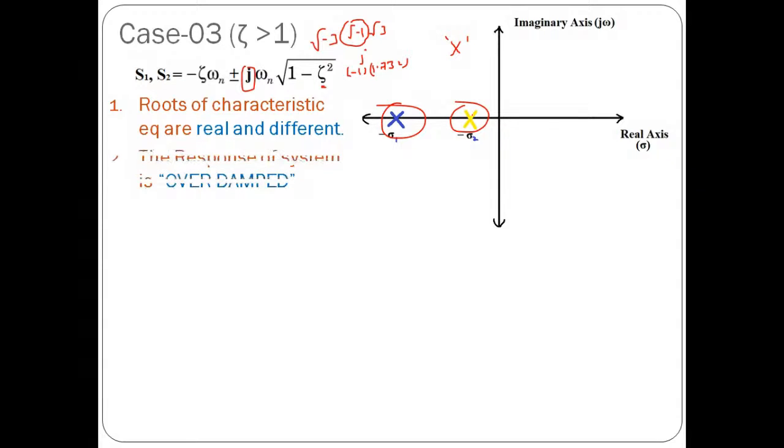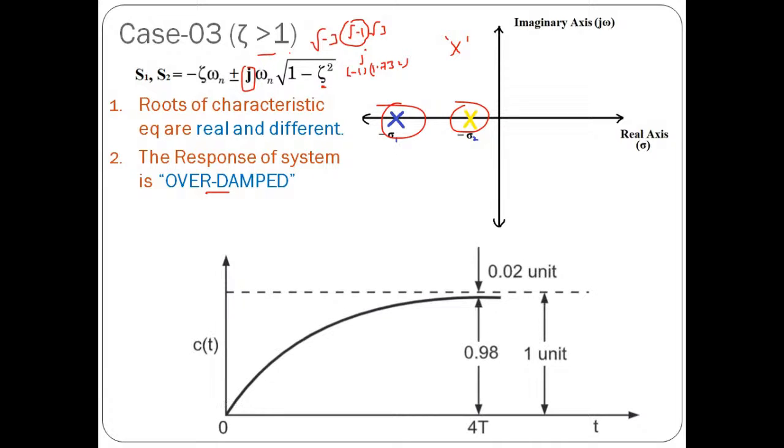Okay. Now in this case, the response of the system is overdamped. Why is it overdamped? Because the value of zeta is very much high as compared to 1. It is more than 1. The moment you take the value of zeta more than 1, damping is more. That's why the response is overdamped. That is important. And the response is something like this. See, it is slightly sluggish.